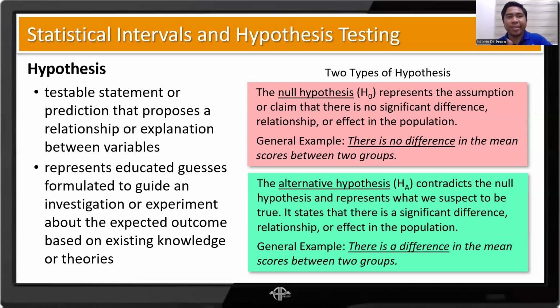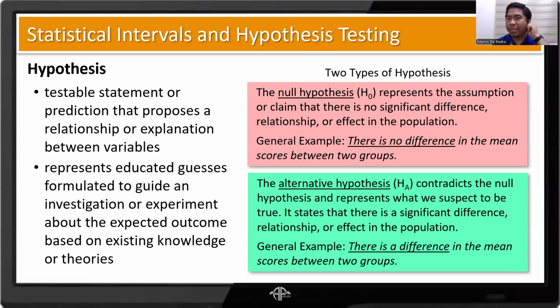So in short, we are testing our statement or prediction that proposes a correlation or a causation. Okay, so that's hypothesis. In this module, we are focused more on the causation part, on explanation between variables, whether one variable is associated with the other. At the same time, hypothesis is also one that represents educated guesses formulated to guide an investigation or experiment about the expected outcome based on existing knowledge or theories.